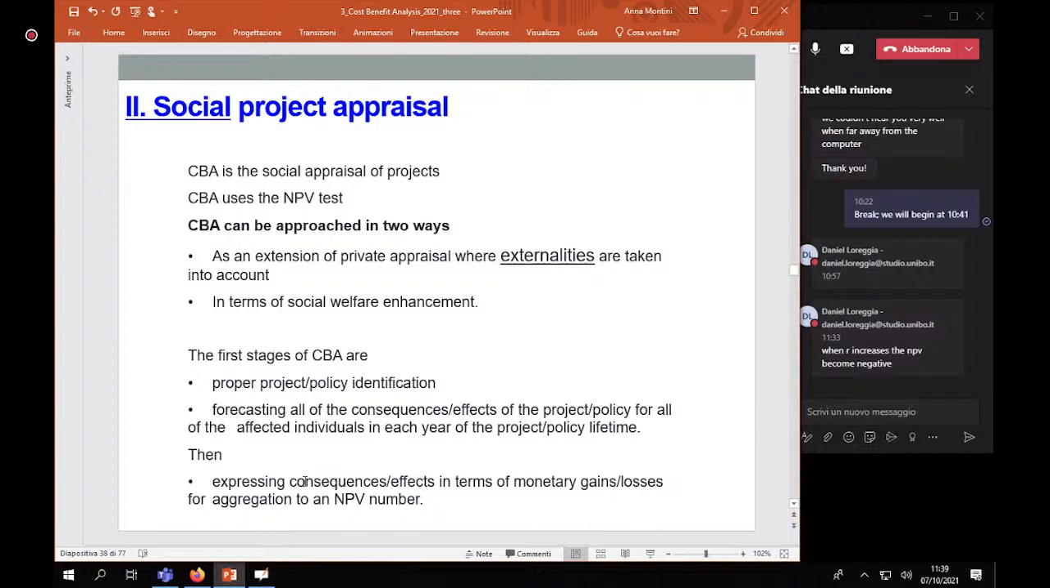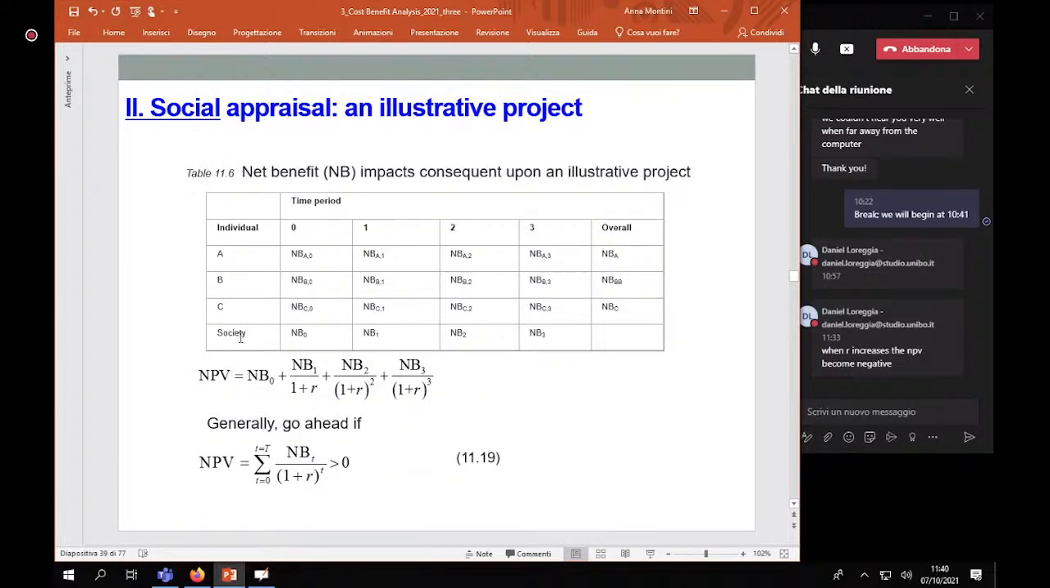Okay, look at this table. Net benefit impacts consequent upon an illustrative project. You have individuals, for example, A, B, C, and you have a very small society defined with these three individuals. Okay? Time period 0, 1, 2, 3, and overall. Okay? You will have net benefit for individual A at time 0, net benefit for individual B at time 0, and so on. Okay?